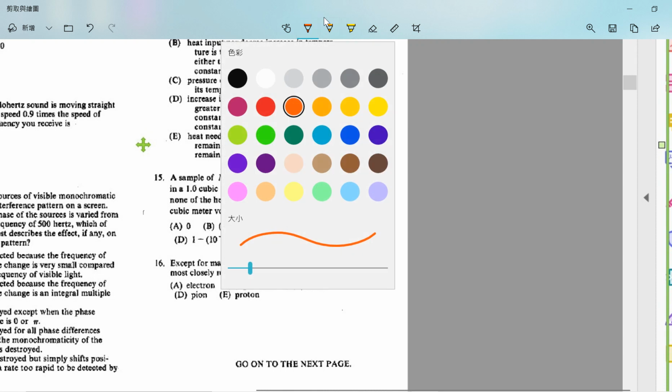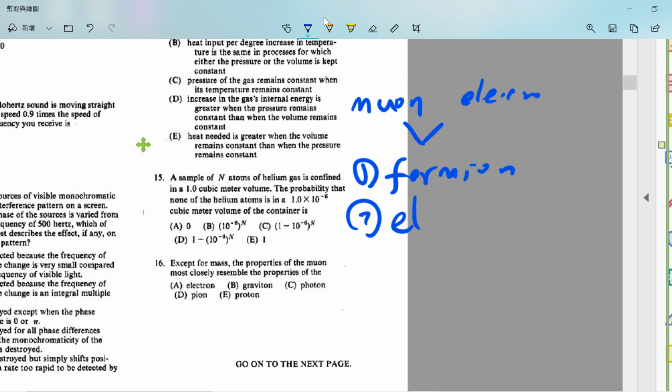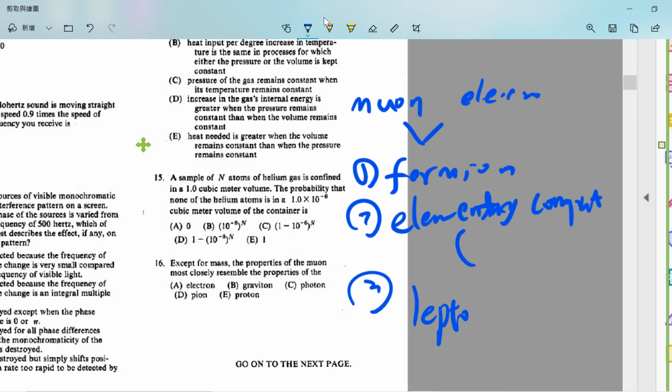Basically the muon and the electron are both fermions. They are both elementary particles, so they are not composite particles. This is based on the standard model point of view. And the third is that they are leptons. And the fourth is that they have negative charge. So the most similar is definitely the electron.